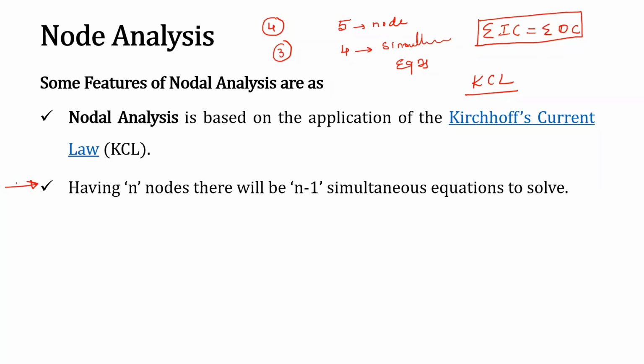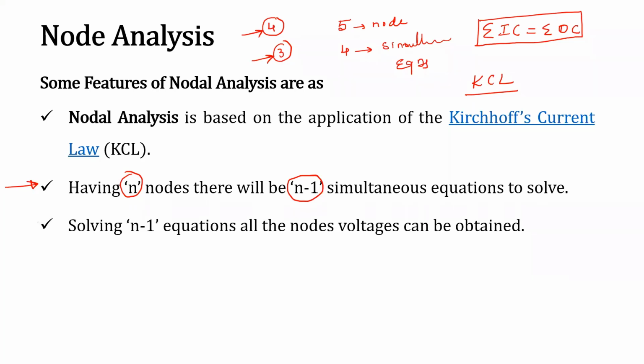In node analysis, we consider voltage as a variable. If we have n nodes, then there will be n minus 1 simultaneous equations. If there are 4 nodes, then there will be 3 simultaneous equations. All right. Next point: solving n minus 1 equations, all the node voltages can be obtained.